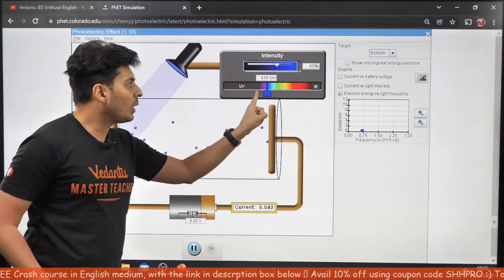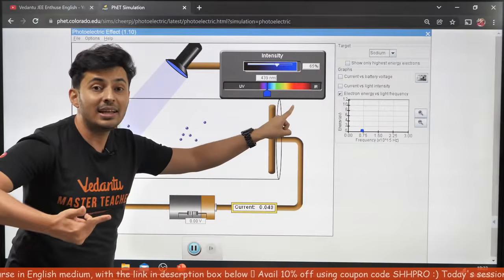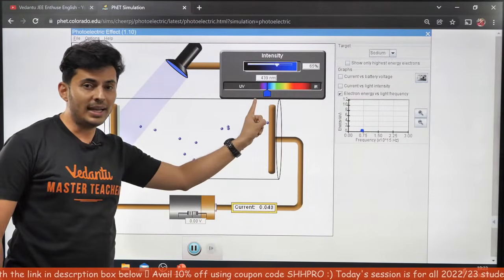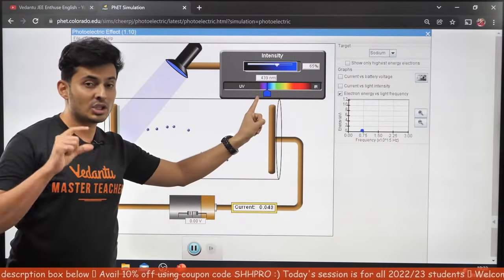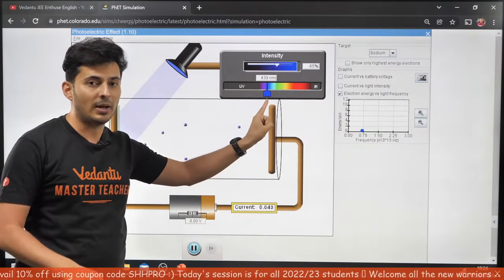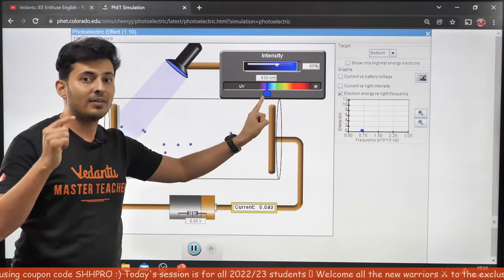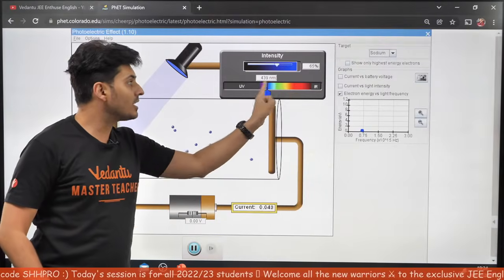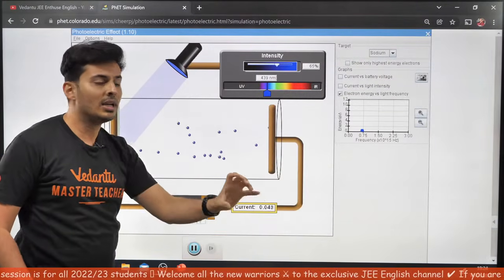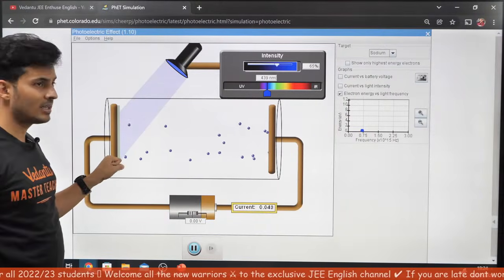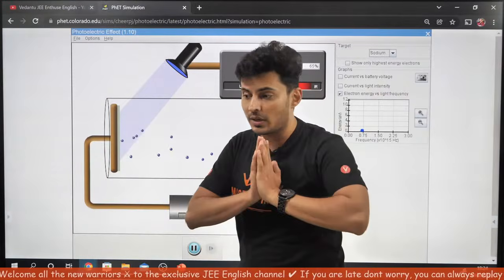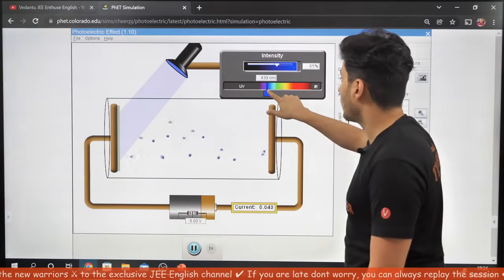Now out of violet and red, which color light has more energy? That was one of the first questions, if you remember. Violet has shorter wavelength. Shorter wavelength means more energy, right? Do you remember that? hc by lambda. So if the light's color changes from violet to red, red has more wavelength, the energy will go down, the energy of the photons will be less. So maybe there might be no ejection of electrons. Let's try this out and see what happens.